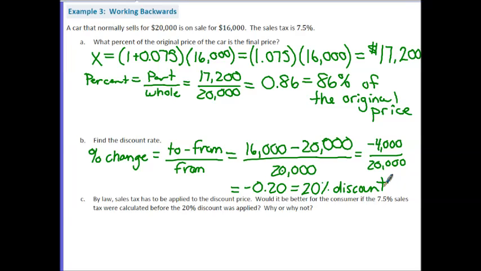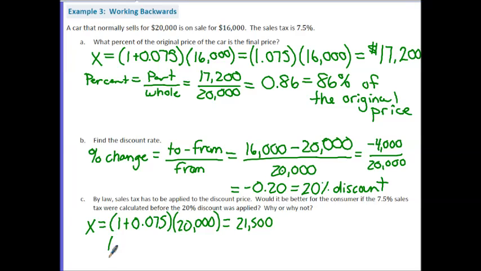Finally, Part C says, by law, sales tax has to be applied to the discount price. Would it be better for the consumer if the 7.5% sales tax were calculated before the 20% discount was applied? Why or why not? So let's go through and actually see what we would get if we calculate the sales tax before the discount. So I am calculating when we have 100% of the cost of the car plus the sales tax, which was 0.075 as a decimal, multiplied by the original price, it's $20,000. When I do that, I get a value of $21,500.